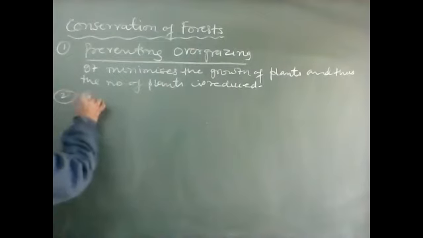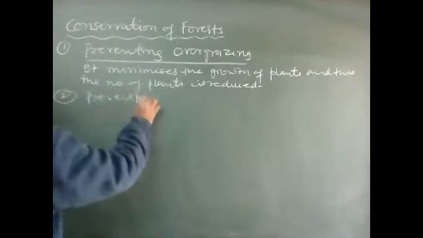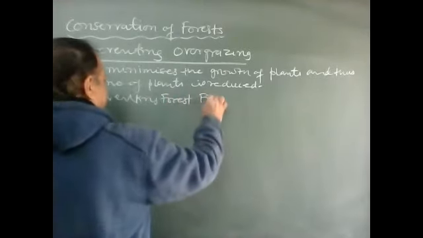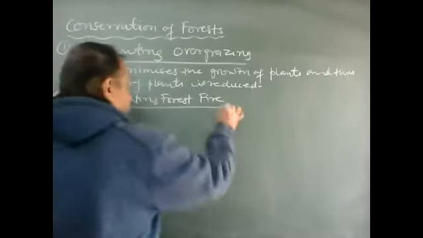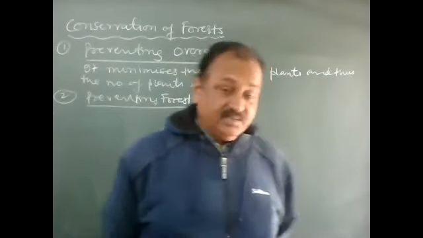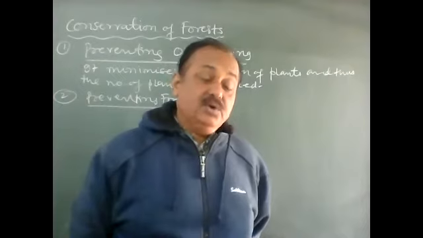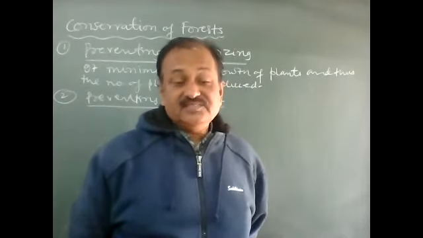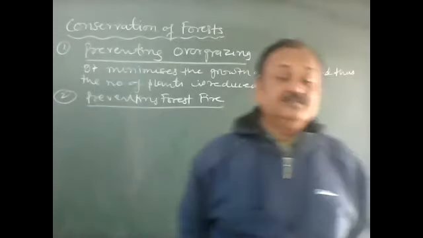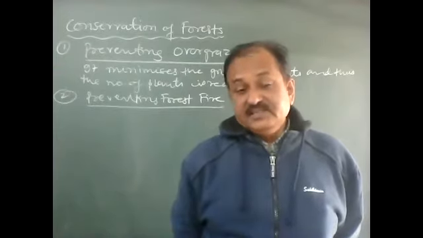Now second, preventing forest fire. So children, forest fire is caused due to several reasons. One of the reasons is during the very hot climate, during the summers, the bushes dry, the trees, their twigs, their branches, they dry.